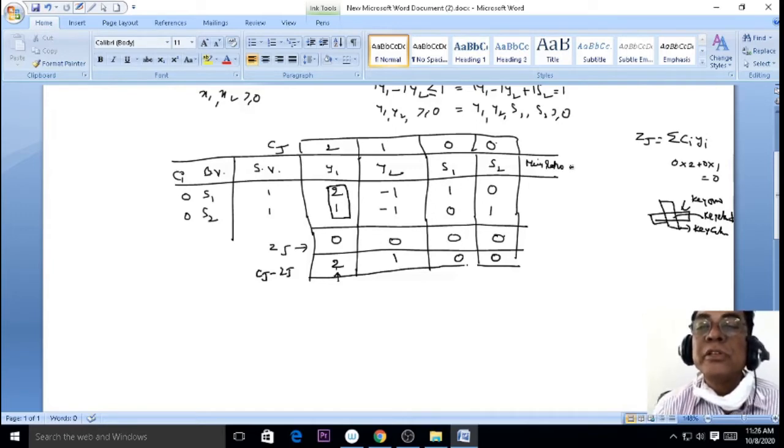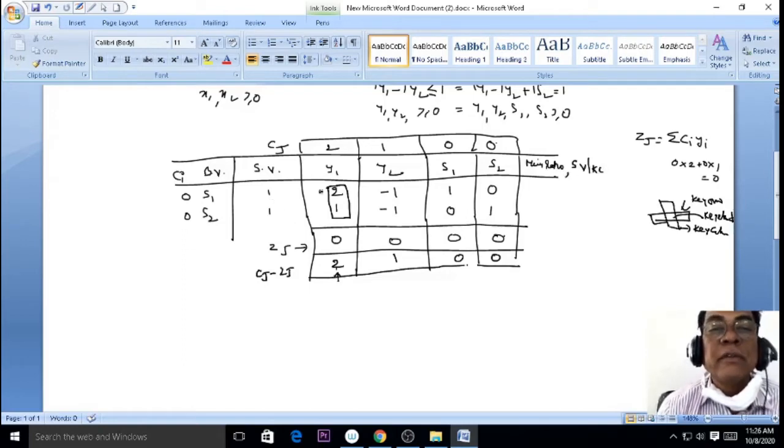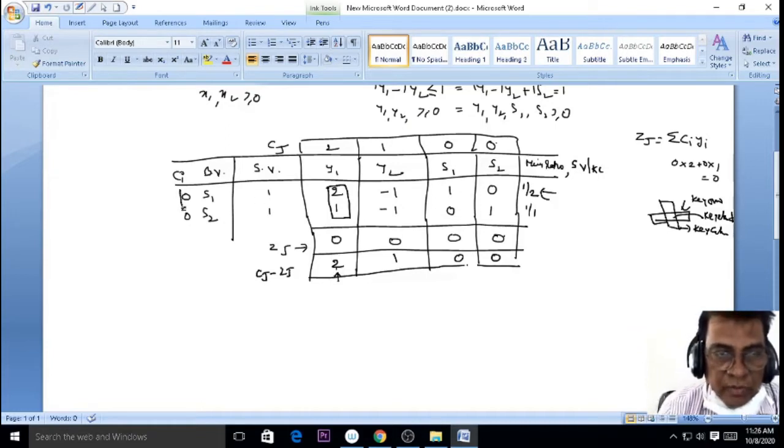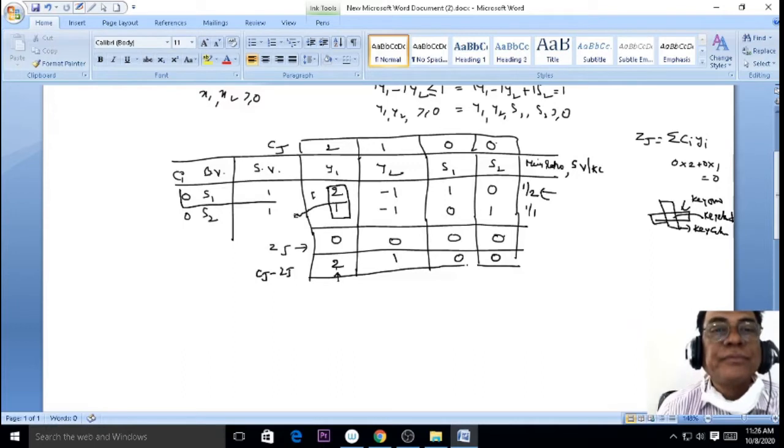How to calculate the minimum ratio values? SV by KC, solution value by key column. Solution value is 1 divided by 2, it means 0.5. 1 divided by 1 is equal to 1 only. So out of these two, which is the minimum positive value? This is the minimum positive value. So for the key column, select the maximum positive value. For the key row, select the minimum positive value. So the minimum positive value means this one.